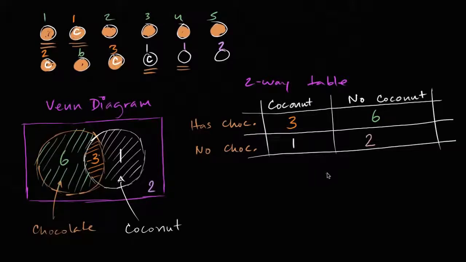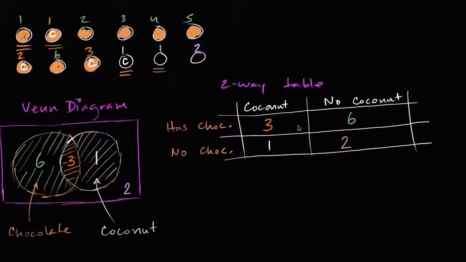And if we wanted to, we could even throw in totals over here. Actually, let me just do that just for fun. I could write total. And if I total it vertically, so 3 plus 1, this is 4, 6 plus 2 is 8. So this 4 is the total number that have coconut, both that has chocolate and doesn't have chocolate, and that's the 3 plus 1. This 8 is the total that does not have coconut, and that of course is going to be the 6 plus this 2. And we could total horizontally.